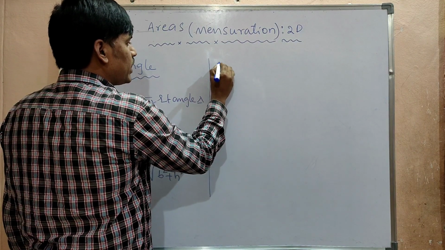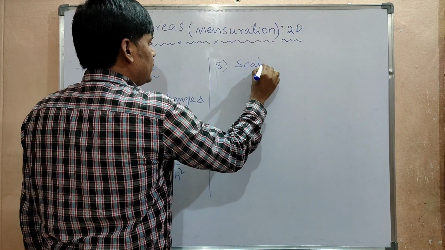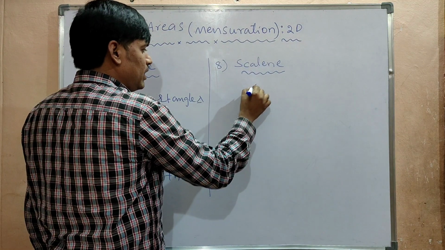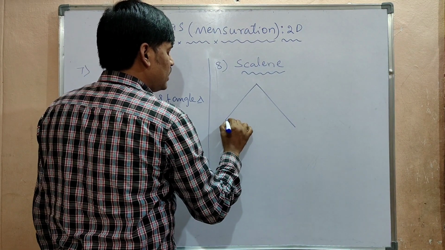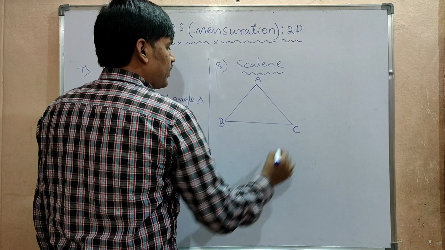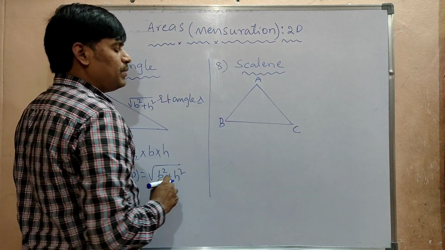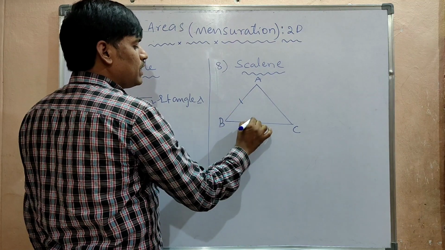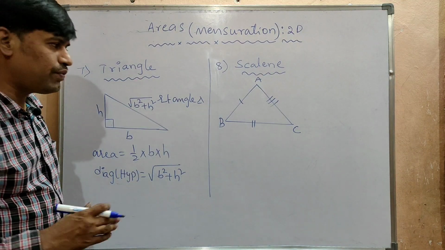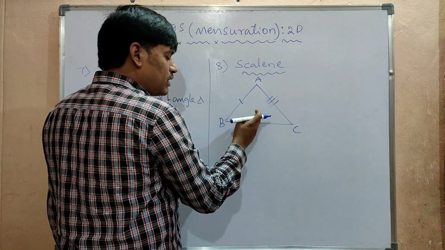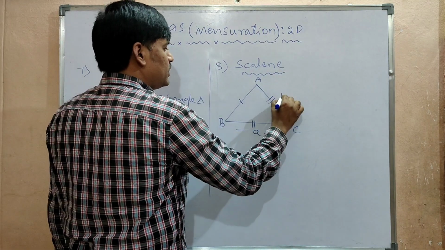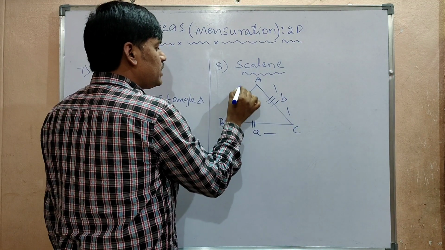Now I am taking your next one, that is the scalene triangle. When you are taking the scalene triangle, it means the triangle in which all three sides are different. Here A, B, C, it is triangle ABC. This side length, this side and this side, the three sides' lengths are different. The side opposite vertex A is side a, the side opposite angle B is side b, and the side opposite angle C is side c.